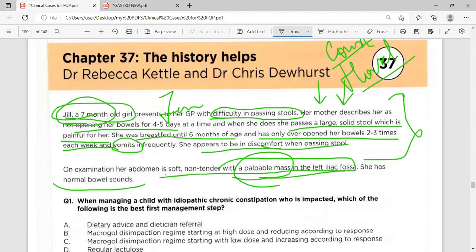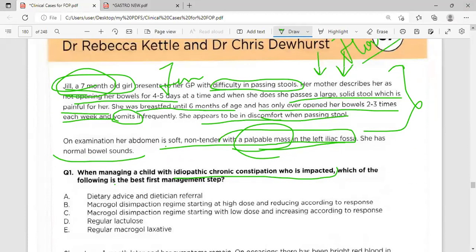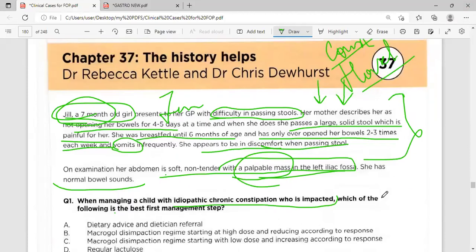Okay. Now, when managing a child with idiopathic chronic constipation who is impacted, which of the following is the best first management step? That is, what are you going to do? If a child comes to you with fecal impaction and constipation, what is the first treatment you will give? We studied in our last class. Check the hydration status, rehydrate and give dietary advice. Movicol, yes. You're going to give Movicol or Macrogol, but how? You'll start with a low dose and then increase to the maximum dose over 1 week.